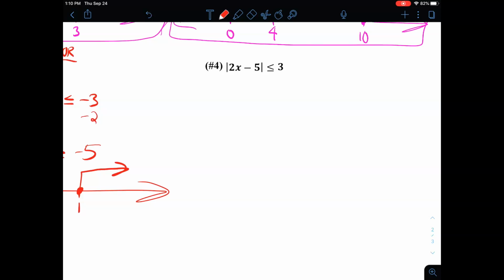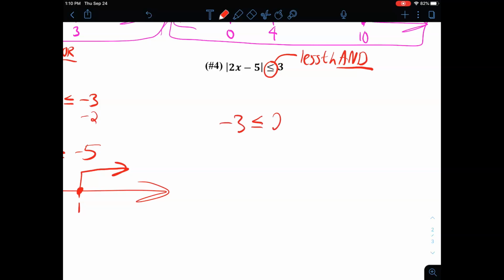We have absolute value of 2x minus 5 is less than or equal to 3. This is a less than problem, right? This is less than or equal to. So we're going to do 2x minus 5. Oops, actually I goofed that up. Where we're doing an and problem, it's going to be a sandwich. So we're going to put 3 and negative 3. That's what's going to be sandwiched between, right?